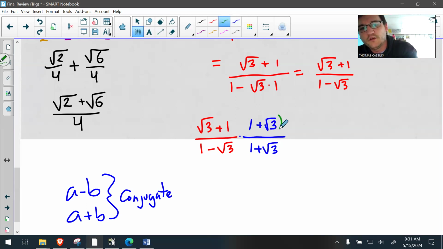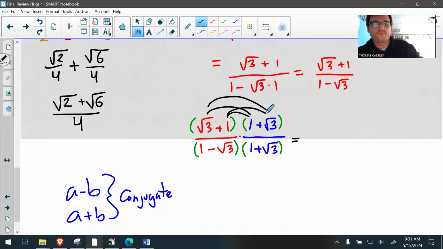And now from here, we have to double distribute everything, right? So we're going to FOIL the top, we're going to FOIL the bottom, or double distribute it. So let's see what we get here. Square root of 3 goes to everything. The 1 goes to everything. So we end up with square root of 3 times 1, square root of 3, and then plus a 3, then plus 1, and then plus another square root of 3. Right? So there's your top.